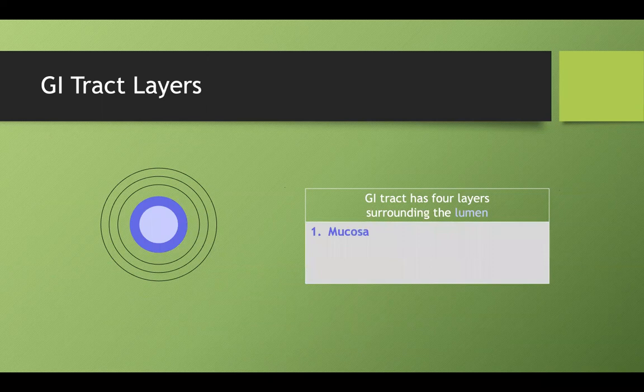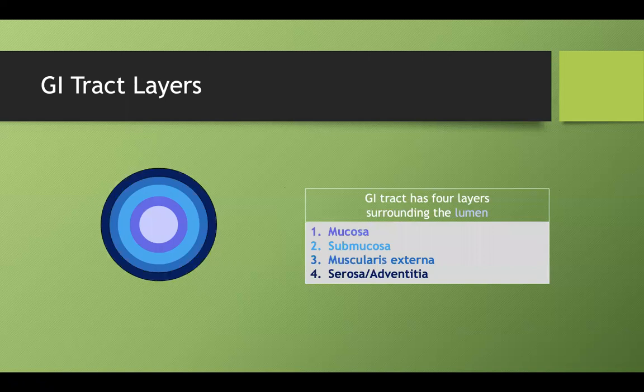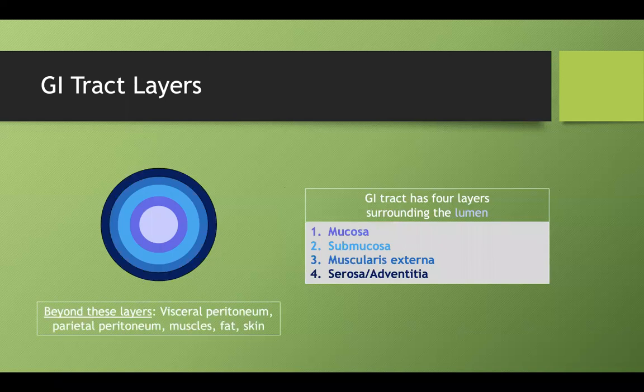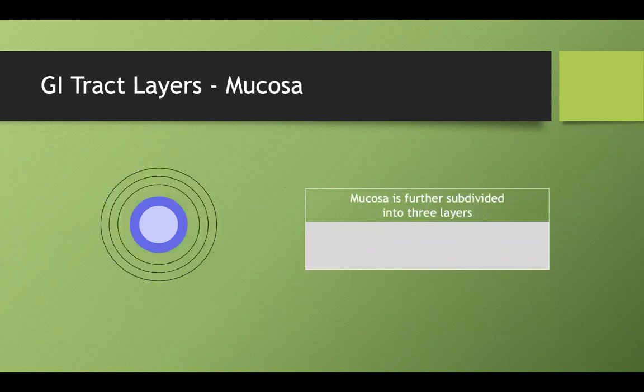and just beneath that is aptly named the submucosa. Our third layer is our muscular layer, called our muscularis externa, and then our fourth layer is either our serosa or our adventitia, depending on whether it's an intra or retroperitoneal organ. Okay, and then if you look beyond these layers, that's where we have our visceral peritoneum, our parietal peritoneum. You get muscles, fat, you could have fascia, and then skin. Okay, so let's break down each of these 4 layers now.